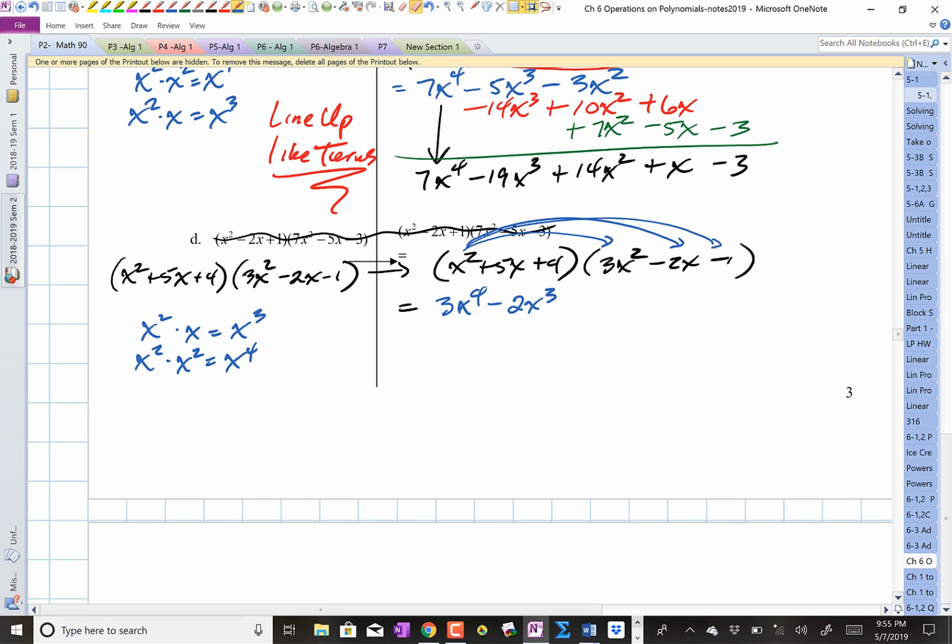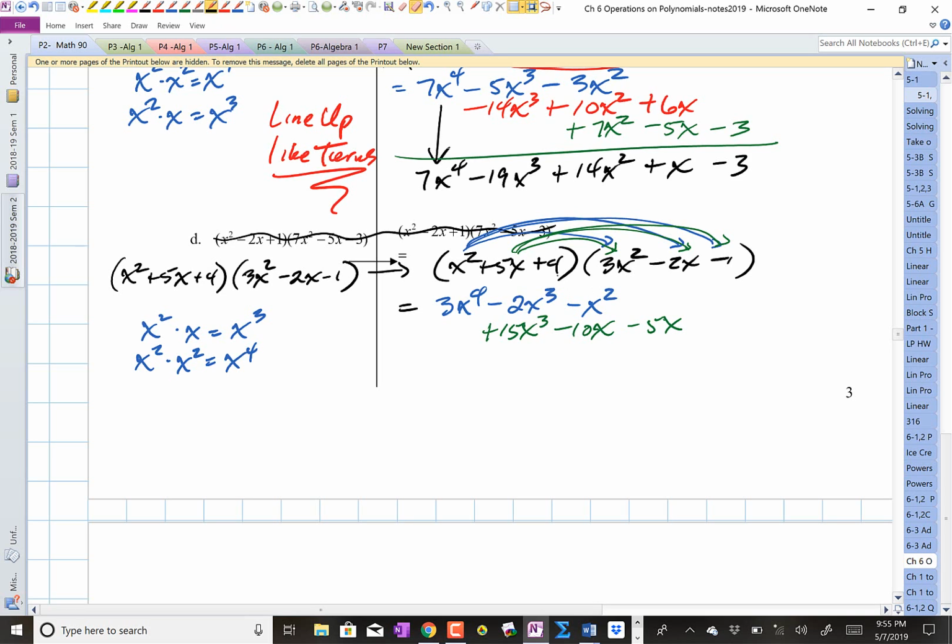Now on this one here, I got to multiply the third term. So x squared times a minus 1, well, that's just a minus x squared. That's a simple one. All right, distributing through the 5x. So 5x times 3x squared. 5 times 3 is 15. X times x squared is 15x cubed. All right, and it's positive, so I'm going to put a plus sign there. 5x times a minus 2x is a minus 10x squared. 5x times a minus 1 is a minus 5x.